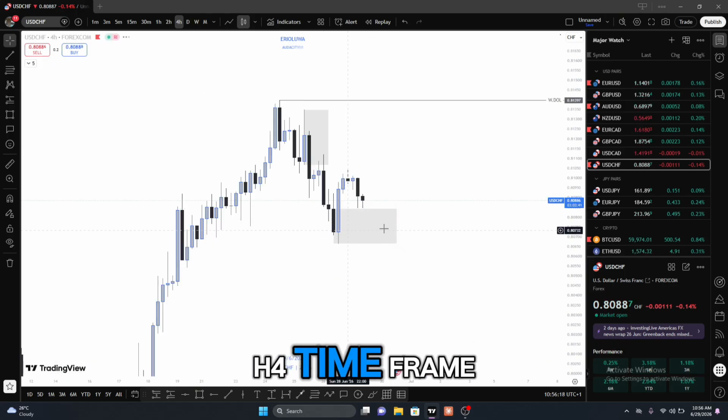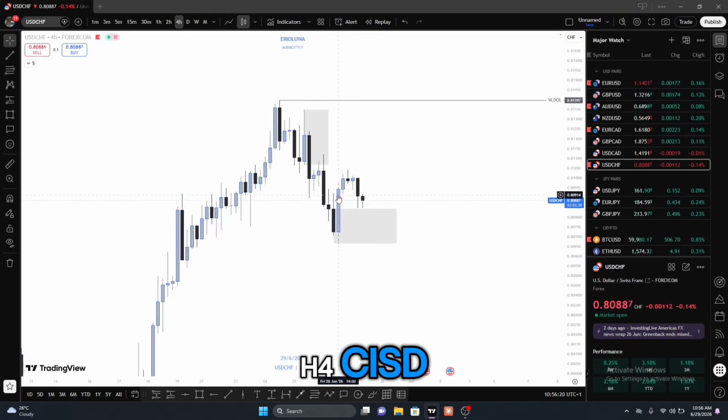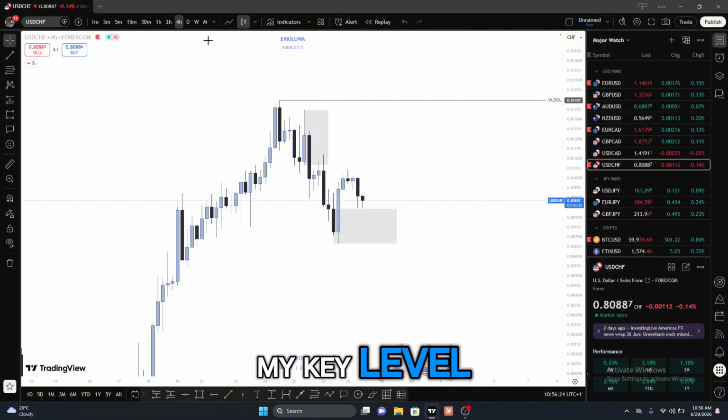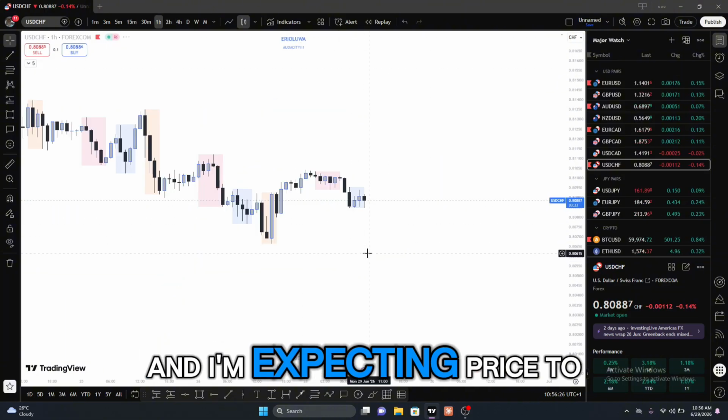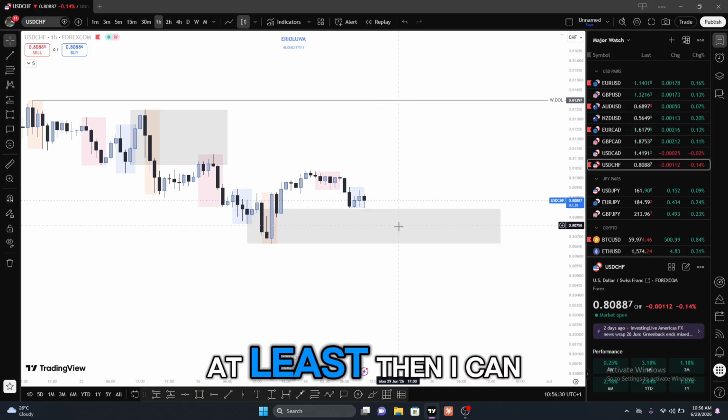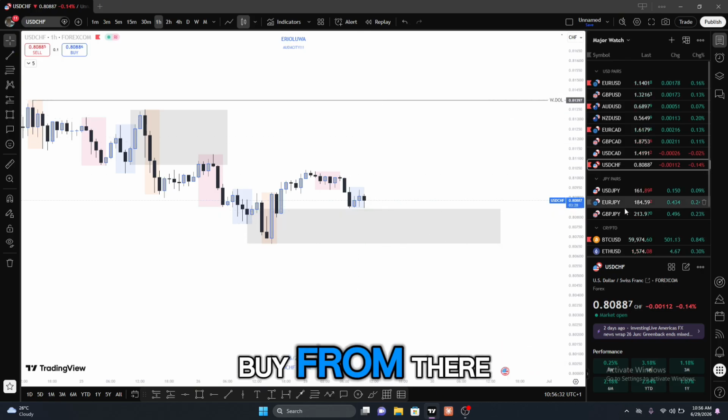So going down to the 4 hour time frame, we have this key level, 4 hour CISD, and I marked out the body of the CISD as my key level. I'm expecting price to tap into it, give a 1 hour CISD at least, then I can buy from there.